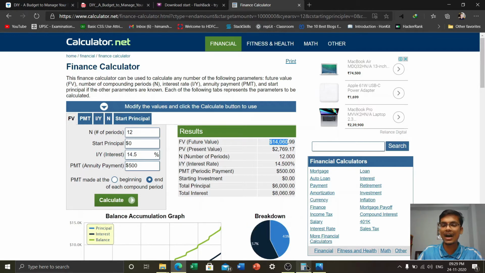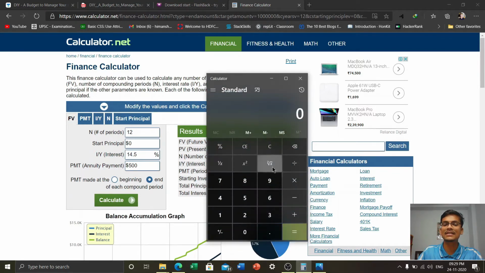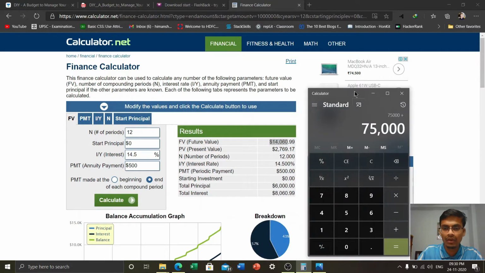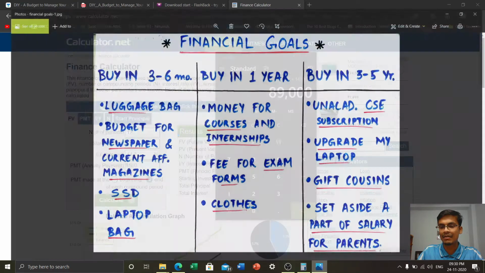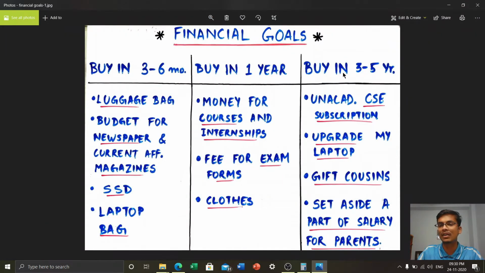So adding this to our savings from freelancing, the savings that I saved after freelancing on web development for a year, that was roughly around 75,000 rupees, and adding to this an amount of 14,000 rupees, this amounts to 89,000 rupees. So this is the amount that I would have saved after freelancing and investing intelligently in mutual funds. 89,000 rupees. Now let us go back and look at some of my financial goals, specifically the long term goals.